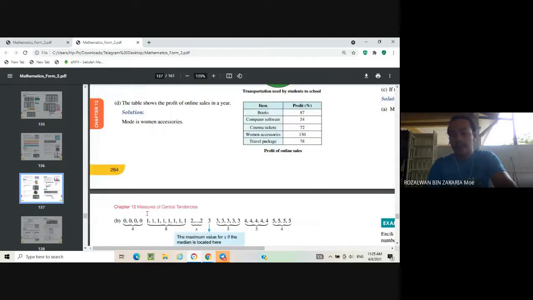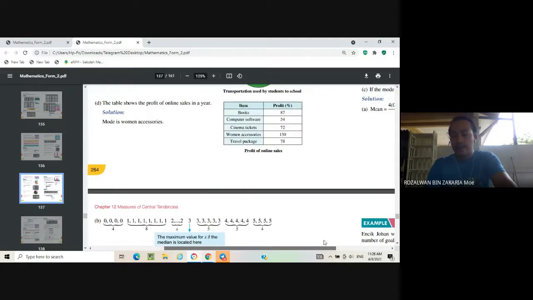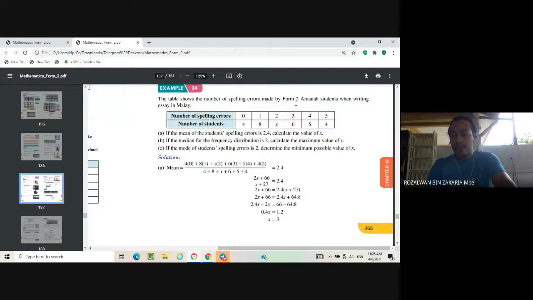You have to change the form of data from this grouped data. You have to list out all the data in the form of ungrouped data. So how to do this one? Look at the table here.